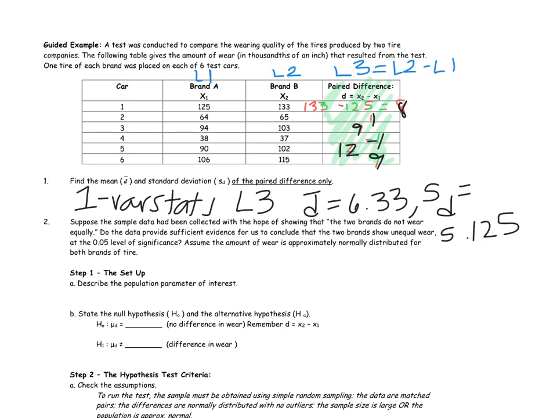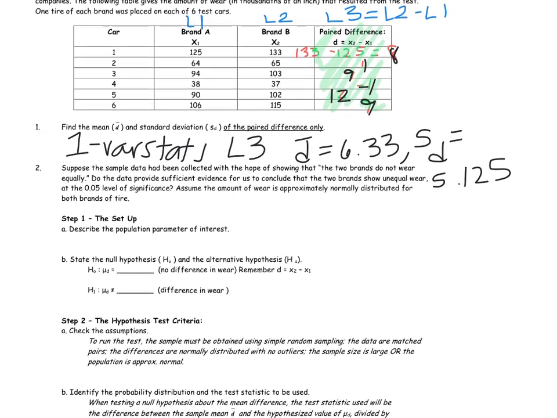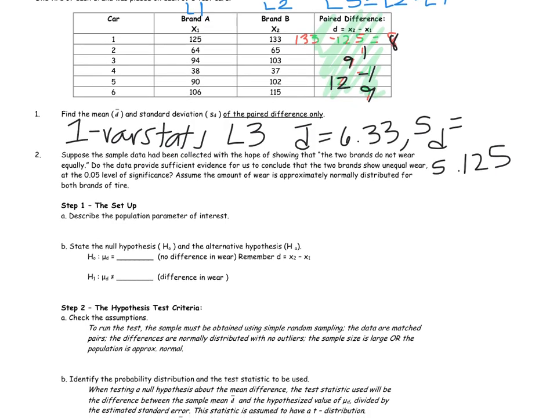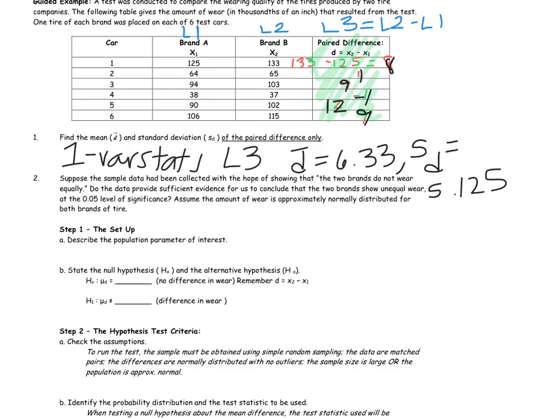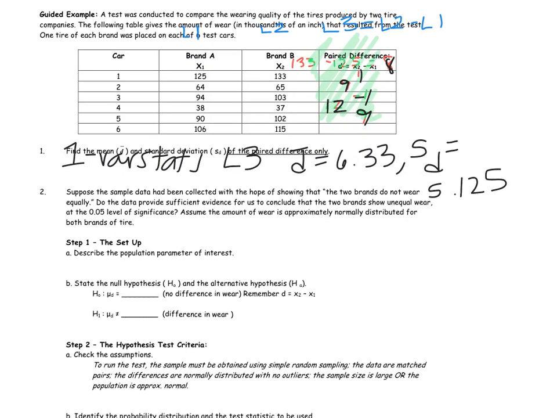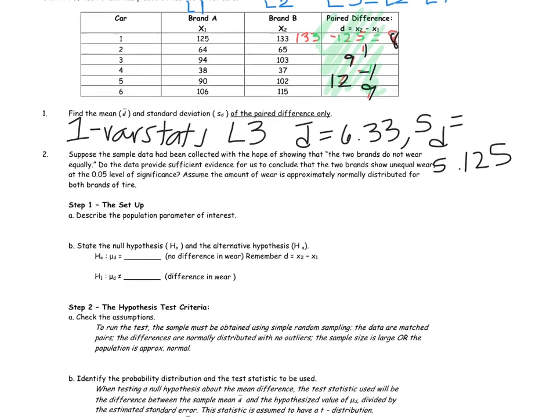Okay, so let's say we wanted to prove that there wasn't a difference in wear, that brand A and brand B were equally good tires and there's no difference in the wear. So then again, that would mean that there shouldn't be much difference between the numbers in the brand A column and the numbers in the brand B column. So we would expect the differences to be about 0. All right, so that takes us to part 2.